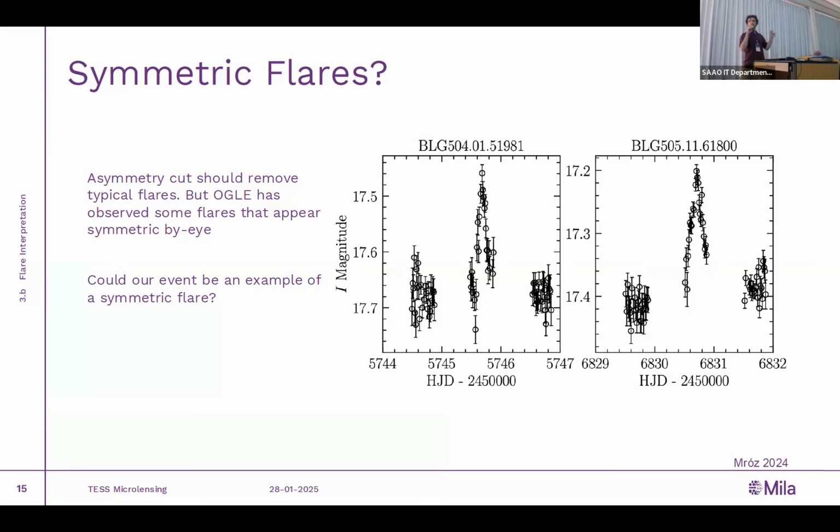However, it was pointed out by a referee in response to our paper that Algol has observed some flares that appear by eye to be very symmetric. So I can't tell personally looking at this. I can't distinguish this. Certainly it doesn't look like a characteristic sharp rise and exponential decay of a flare. So in light of this, we want to go back and check if our event, our primary event, could be an example of symmetric flares.